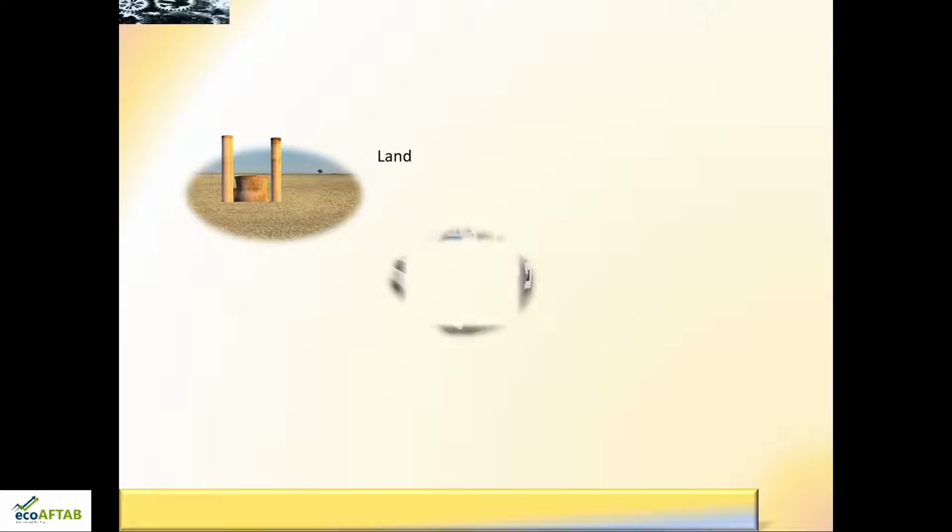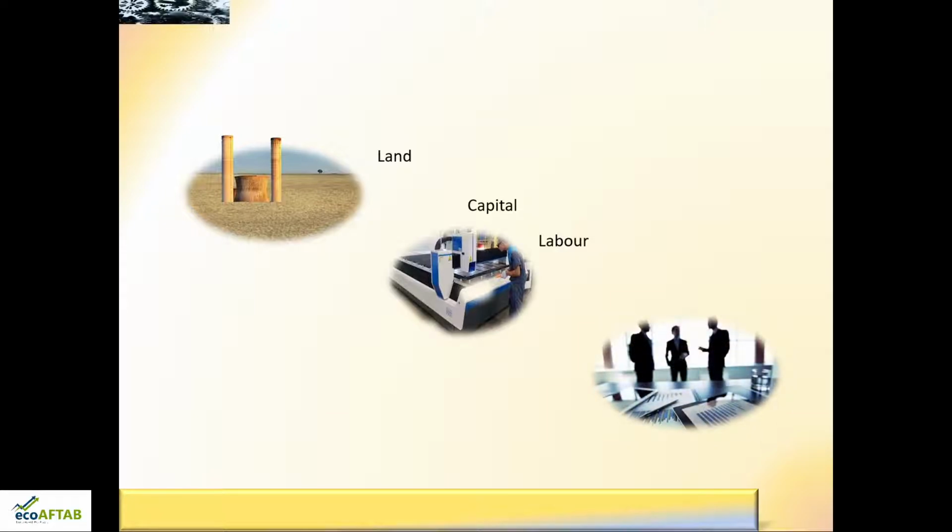And having understood this thing, the first thing that we saw was land, and on the land there was a building, and then the next thing that we saw was there is a labor who is working on the equipment which is called machinery, that is the capital for us. And to take care of all these things, to organize these things, there is organization.